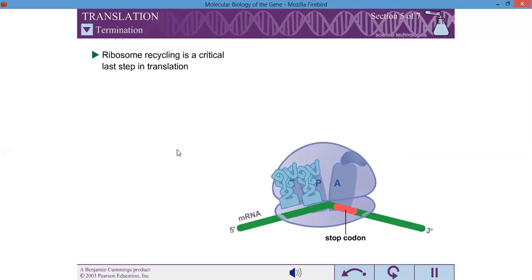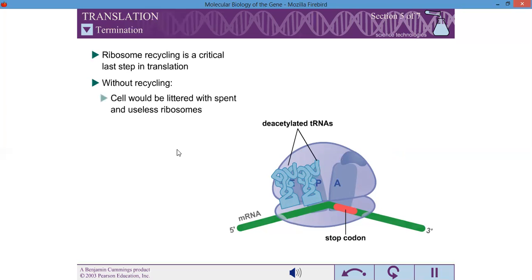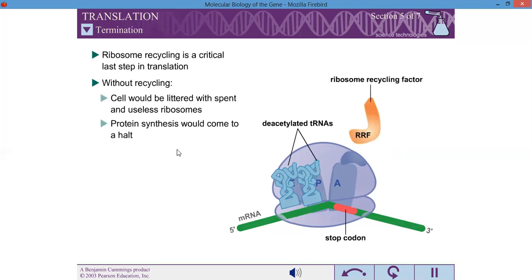At this point, the ribosome still contains 2 deacylated tRNAs and is also still bound to the mRNA. The process of cleaning out the ribosome and separating the subunits is called ribosome recycling. Although not as well understood in eukaryotes, in prokaryotes, this process involves a ribosome recycling factor plus initiation factor IF3 and elongation factor EFG.